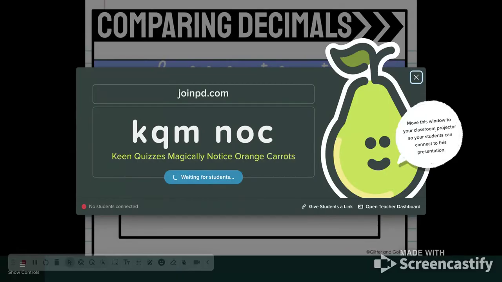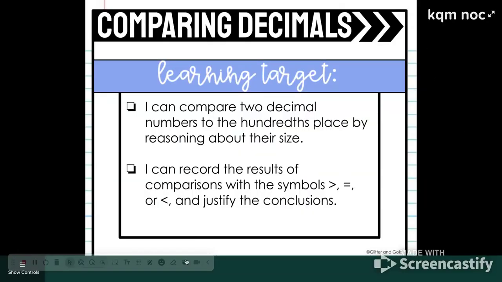I'm using Peer Deck, and for the kids, it's going to be joinpd.com. They have a little code to enter on their screens, and they should be able to see everything that I see. And today, the assessment will be teacher-paced.